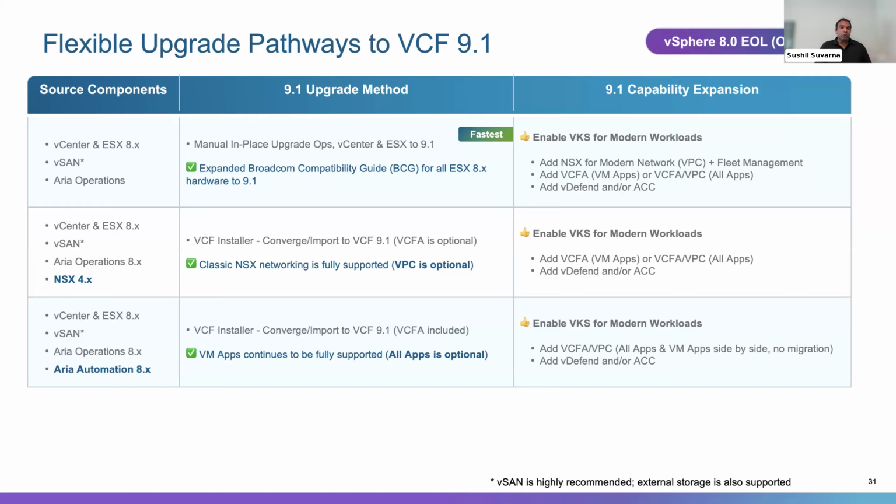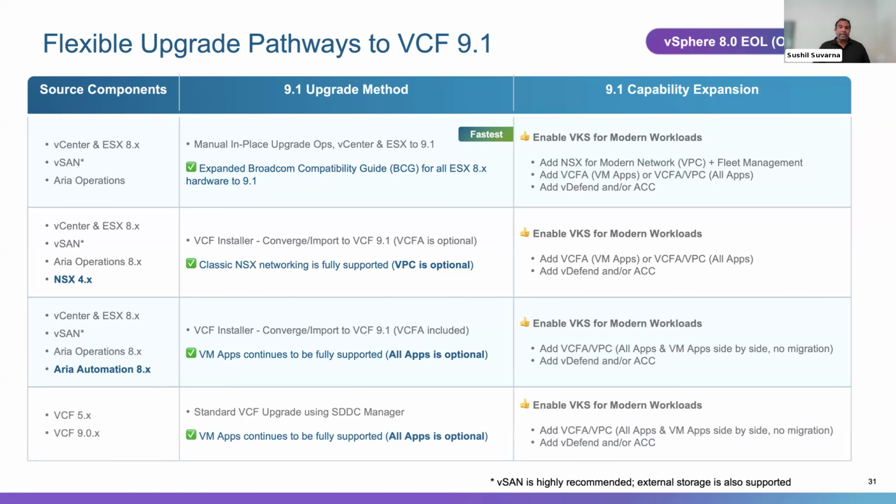So in terms of stepping stones for vSphere deployments, like I said, you can either go manual if you only have vCenter, ESX, and ARIA, and then you can expand into fleet management by doing the converge and import, and then deploy VCFA. We want you to get there as quickly as possible, but we also want you to plan it out in a way that you can move through different stages of the upgrade at your pace, depending on whatever other constraints you have.